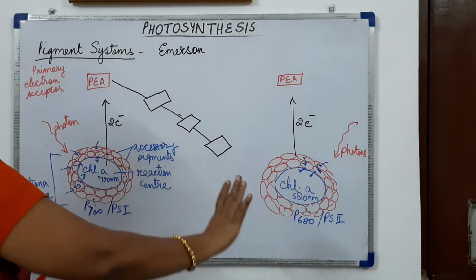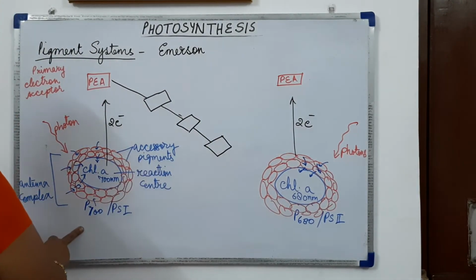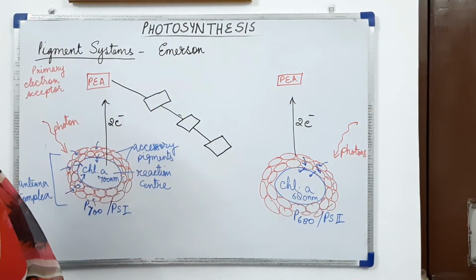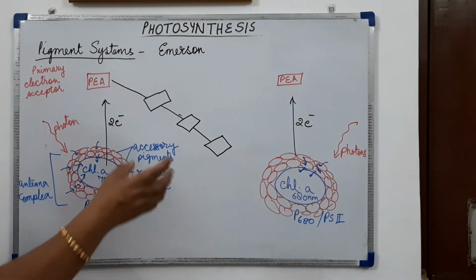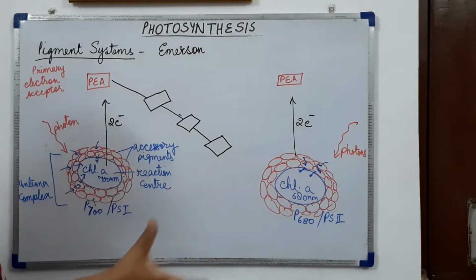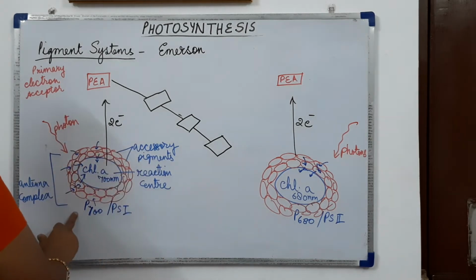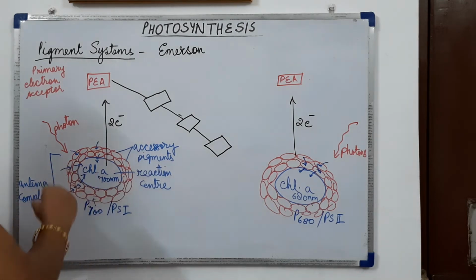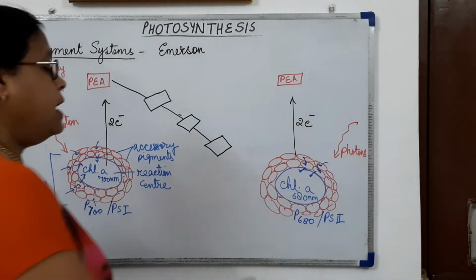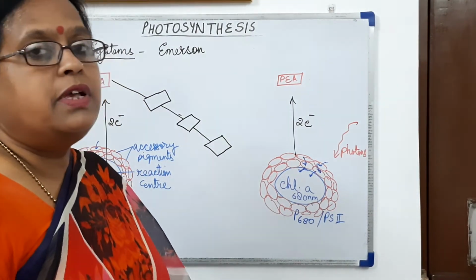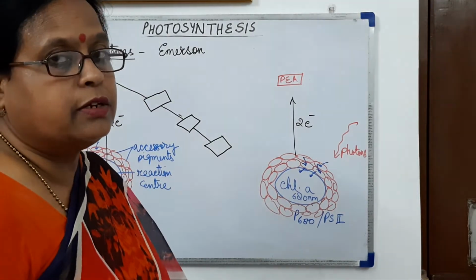So just now I have told about pigment system 1 and pigment system 2. So what is there in pigment system 1? What is the pigment system difference? Pigment system 1 contains the chlorophyll A molecule which absorbs the wavelength of 700 nanometer, and pigment system 2 absorbs the wavelength of 680 nanometer.